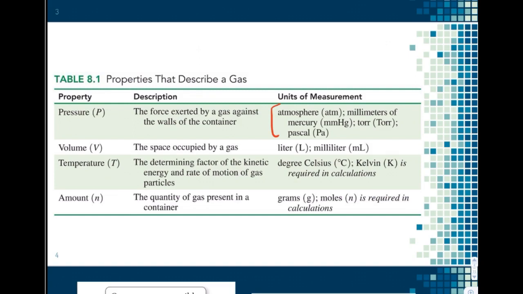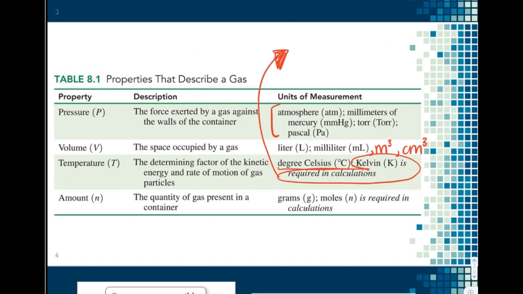Volume, you're familiar with, the space occupied by a gas. Usually your volumes are going to be liters, milliliters. Your volumes could also be cubic length, cubic centimeters, cubic meters, any length cubed. The temperature is the energy, the kinetic energy, and the rate of the motion of the gas particles. Typically, we record temperature in Celsius, but you must do Kelvin in your calculations, and I'm going to say this a bunch of times when you're working on this.